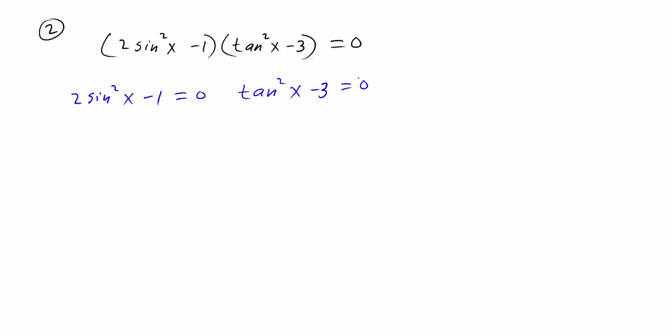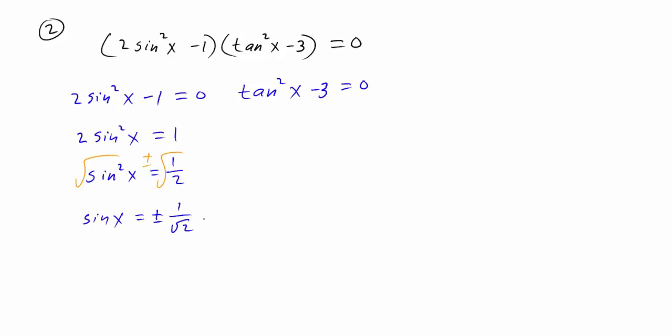So then from here we just simply solve each equation separately. For 2 sine squared x minus 1, we're going to move the 1 over, so we would have 2 sine squared x equals a positive 1, divide by the 2, and we get sine squared x equals 1/2. And to get rid of the square, we're going to take the square root, which means that would be plus or minus. So we would have the sine of x equals plus or minus the square root of 1, which is 1, over the square root of 2.